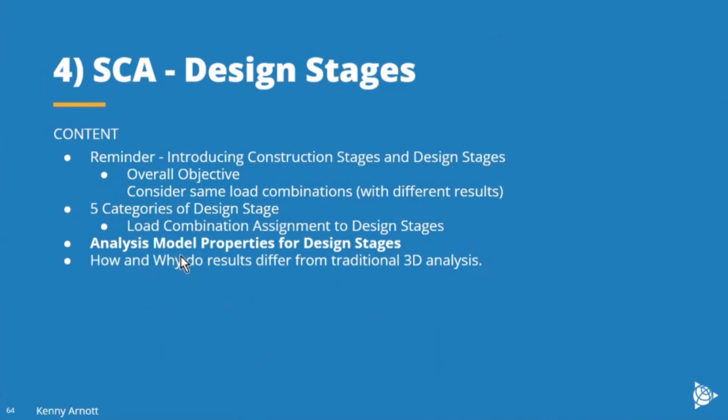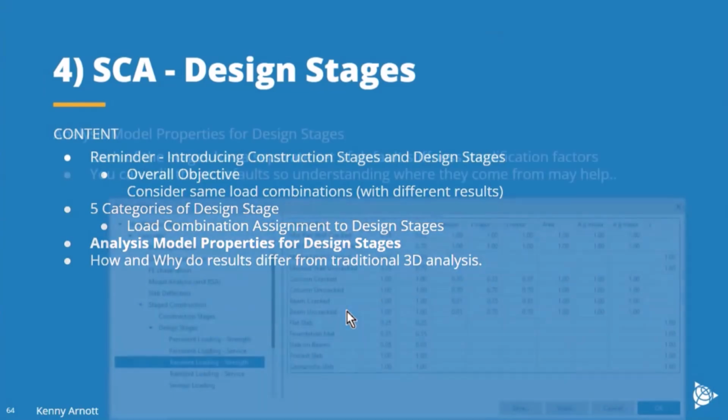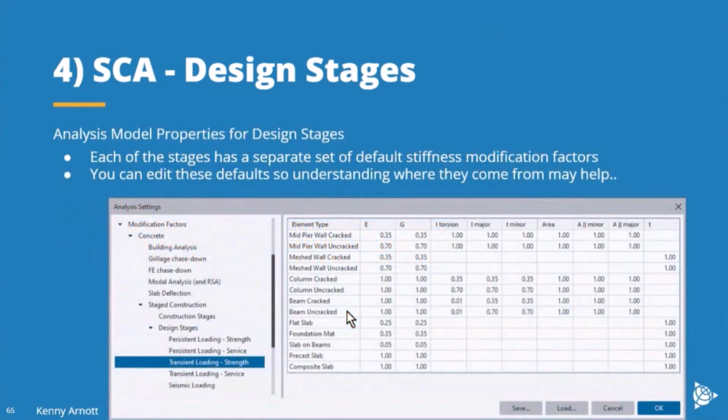Now we'll look at the analysis properties for each of those design stages. And again, going back to that dialogue where in the analysis settings, you can see for each category, you've got a set of analysis modifiers. And these are defaulted, and we'll talk about where the defaults come from, but obviously you can edit these. So again, understanding where the defaults come from is a good place to start in terms of deciding whether or not you want to change them.